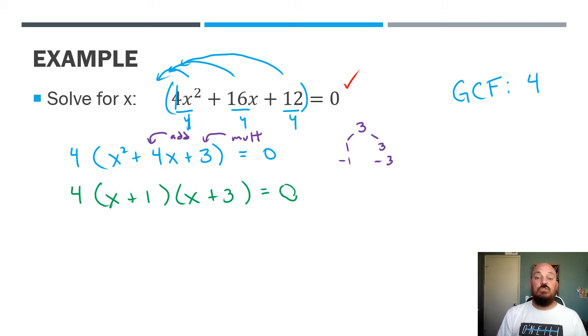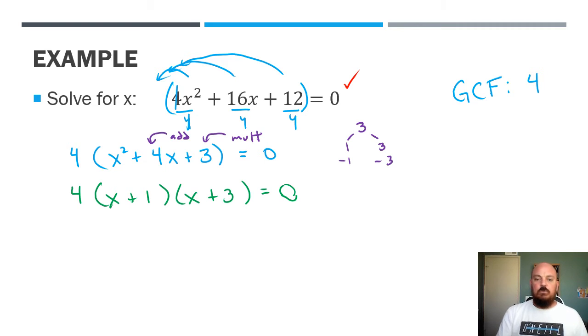Now, we're ready to solve. We factored. We actually have 3 parts now because of that 4. So there's 3 things here. We have a 4. We have an x plus 1. We have an x plus 3. We're multiplying it all together, and the answer is 0. That means one of those 3 things has to have been the 0.